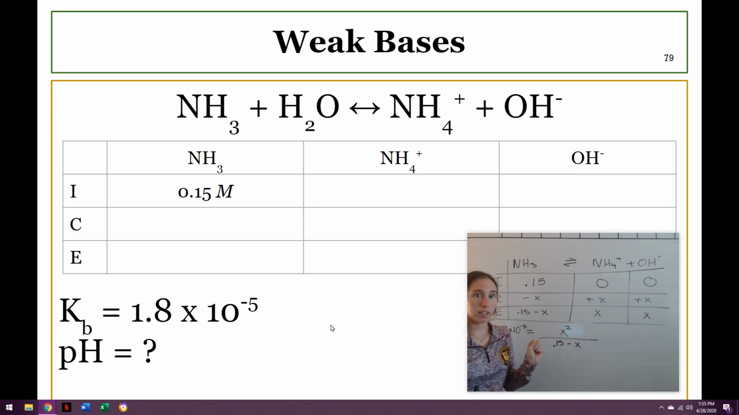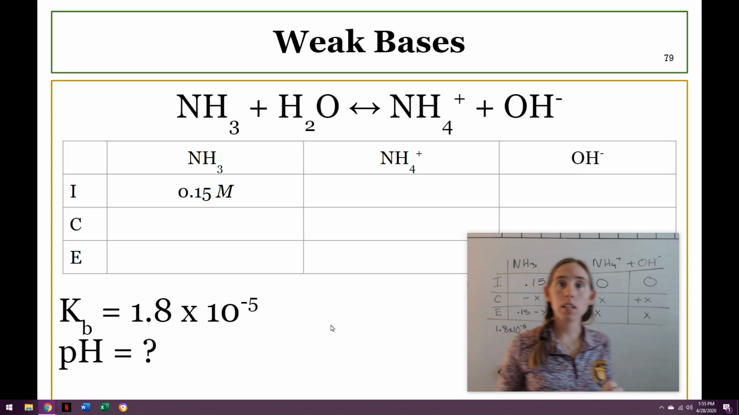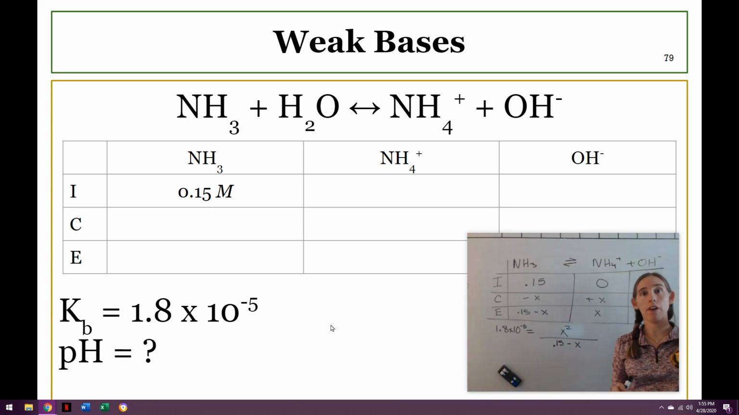So now we need to solve for x. In this case, x is going to be equal to hydroxide. So once we have hydroxide, we could easily find pH. If you were to try to solve this, you would have to use the quadratic formula because the x in the denominator and the x in the numerator messes things up. It's not simple algebra anymore.